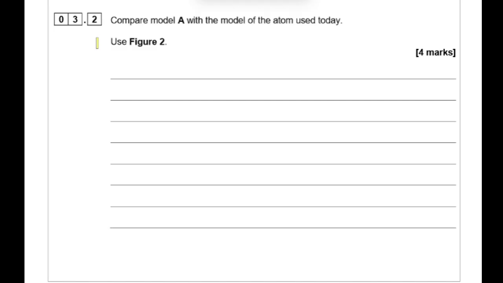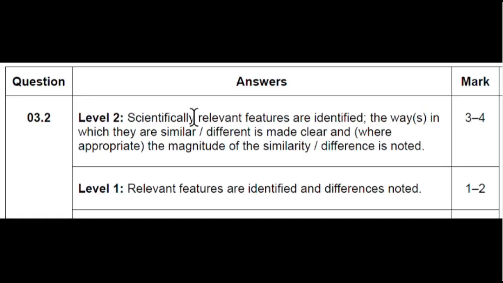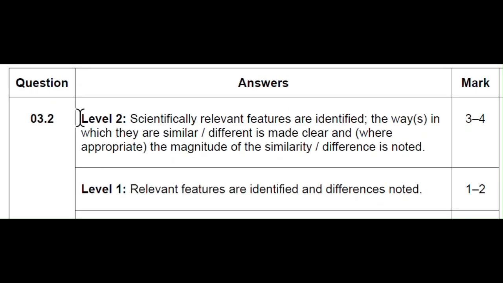3.2. Compare model A with the model of the atom used today and use figure 2 for 4 marks. This is a levelled response with no specific marks allocated for different points made. Look at the description here. Level 2, scientifically relevant features are identified. The way in which they are similar or different is made clear, and that is the key to this, and some of magnitude of the similarity. There's a little bit of that. So let's have a look how we do that in order to get maximum marks.